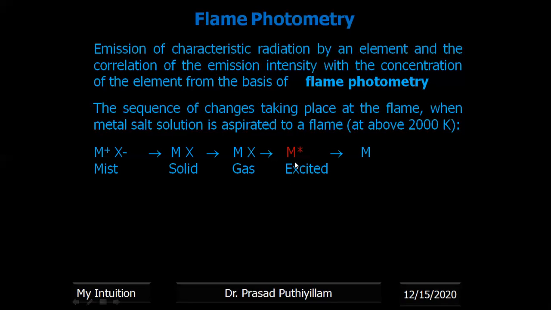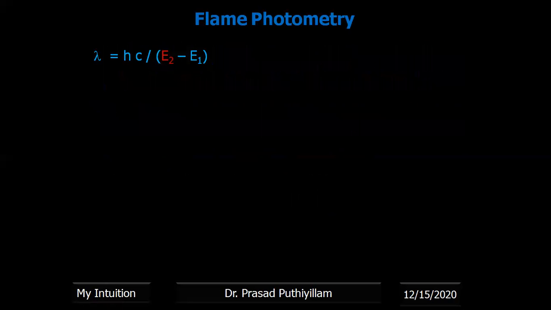This coming back from the excited state to the normal state produces electromagnetic waves, which it releases. That can be written like this: E2 minus E1, where E2 is the energy of the excited state and E1 is the energy of the ground state, which is equal to h nu. h nu can be rewritten as hc by lambda, so the wavelength of the light emitted will be hc divided by E2 minus E1. That means it depends upon the wavelength.